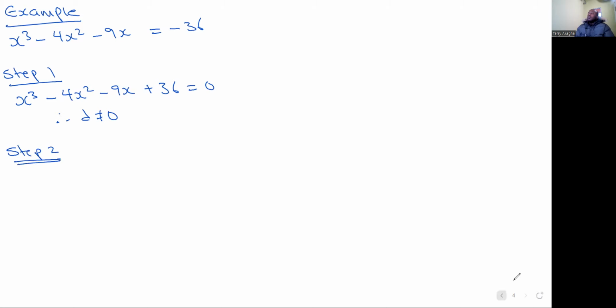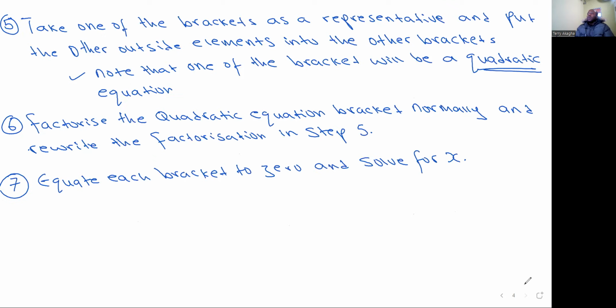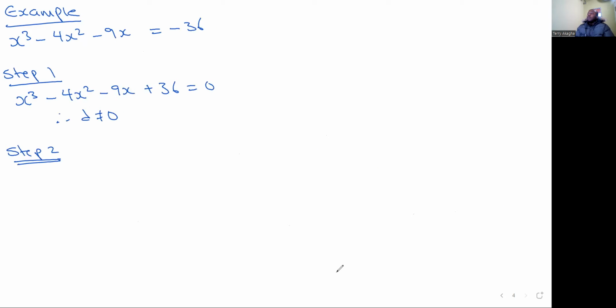Okay. Now, if you go to step 2, it said you need to find the common factors between ax cubed and bx squared and hence factorize. So we have to now pick the common factors between these ones here. So this is the first 2. All right. So what is common between x cubed minus 4x squared? x squared, and we're now left with what? x minus 4, right? So good.